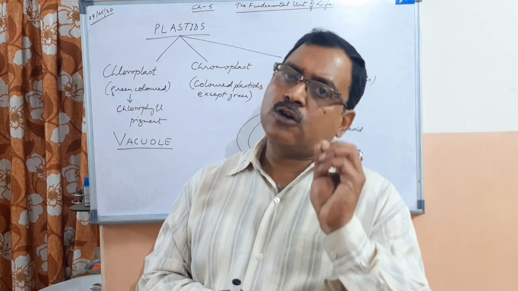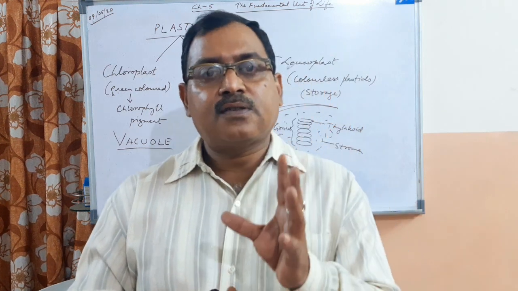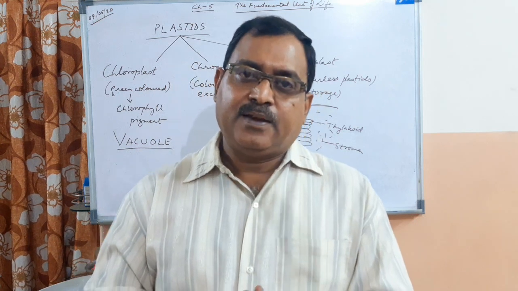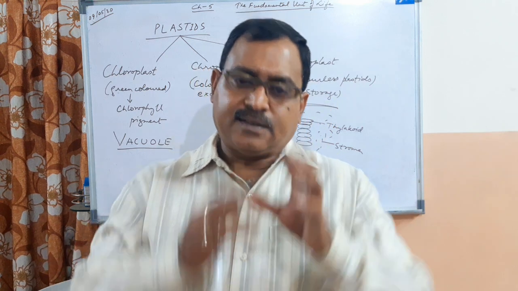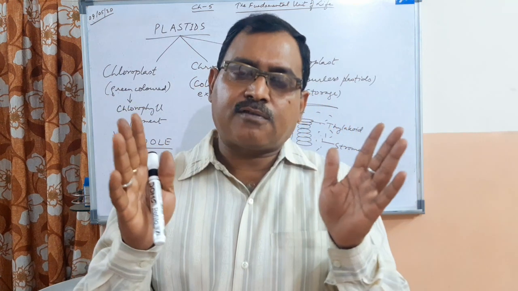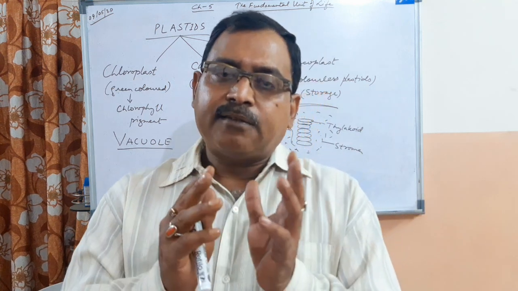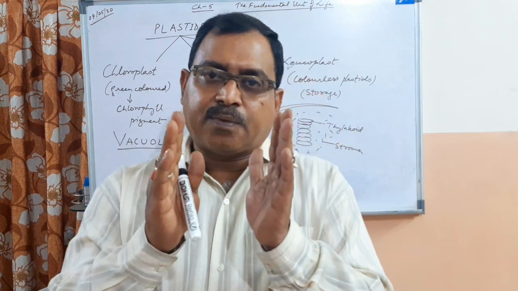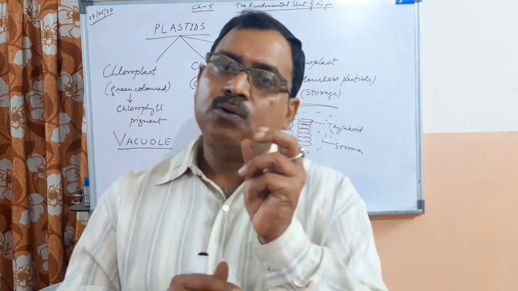The major constituent of vacuole is water, and it is the vacuole which gives rigidity to the cell. When the vacuole stores a lot of water, its size increases, and as a result, it exerts a pressure and the cell swells. On the other hand, if the vacuole shrinks, then the cell also shrinks.